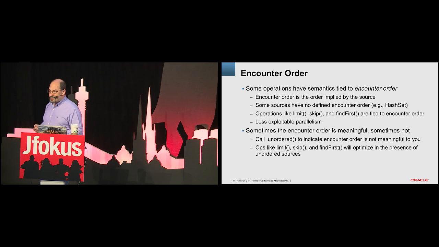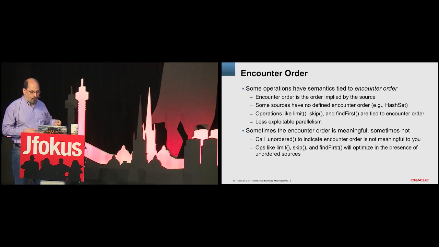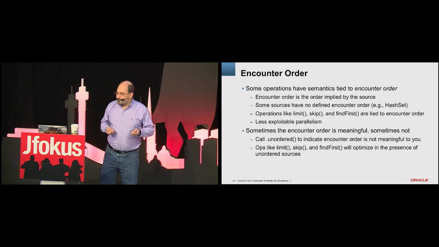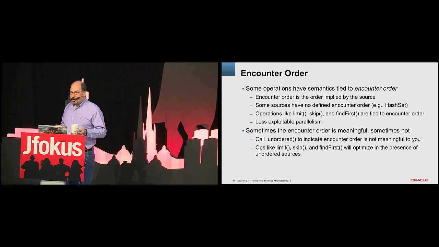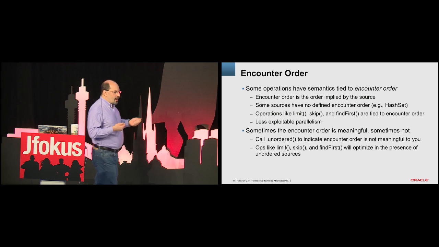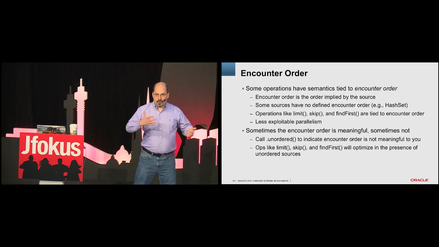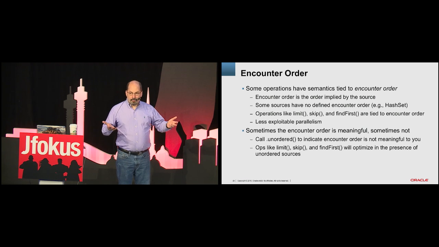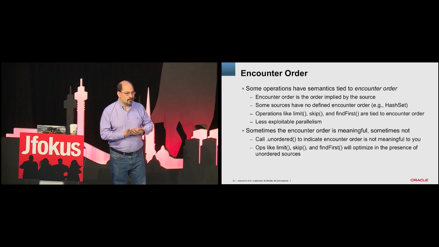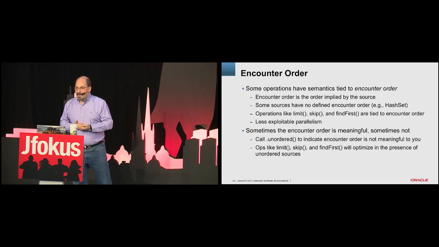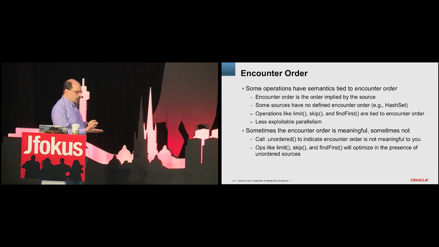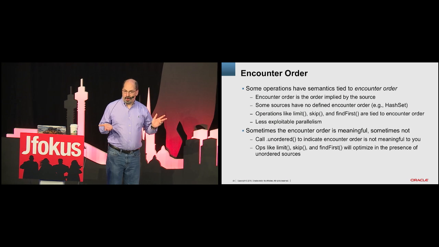Now, some of the operations that streams give you, like limit or skip or find first, are defined in terms of the encounter order. When you do that, you're undermining the kind of parallelism you can exploit, because it's not simply enough to say, I'll work on the left half, you work on the right half, because before we get an answer, we have to wait till the left half completes to interpret the results of the right half. Sometimes you're in a situation where your source has an encounter order, but it's not actually meaningful to your problem.